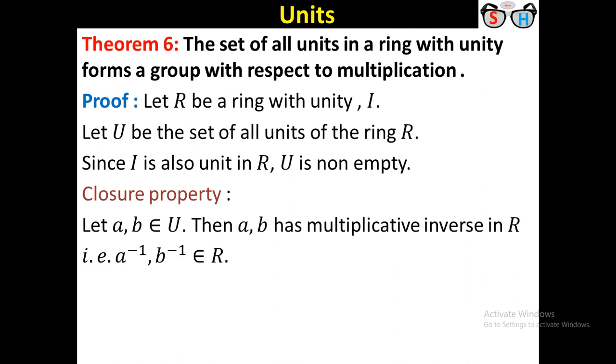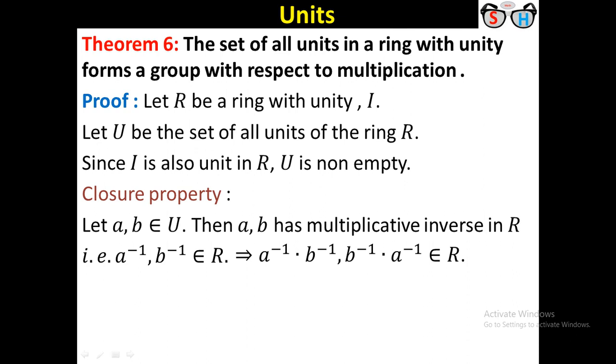Since AB has a multiplicative inverse, therefore A inverse B inverse is in R, that is, the inverse of AB is an element in R. Here, since A inverse and B inverse are in R, therefore A inverse dot B inverse and B inverse dot A inverse are members of R, because R is closed with respect to multiplication.